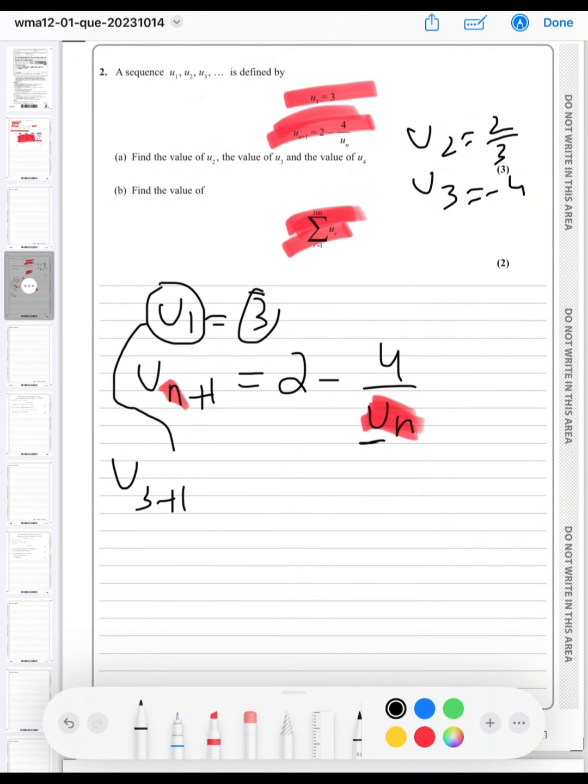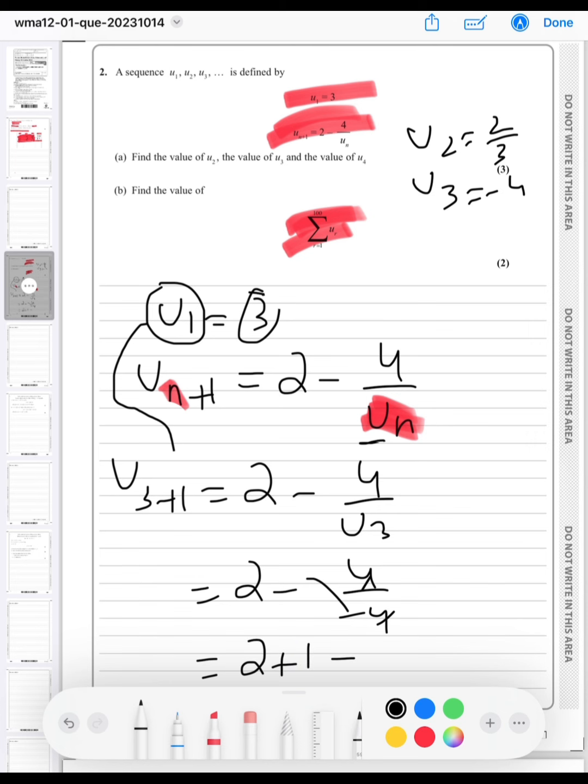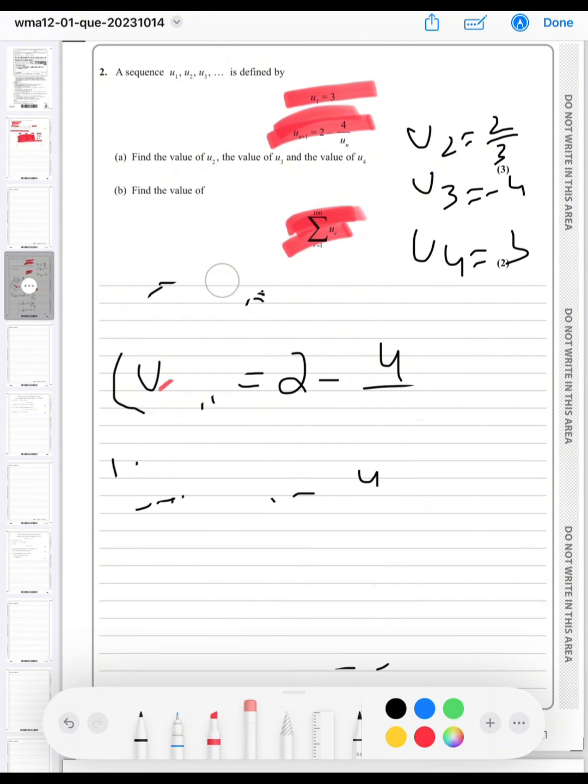u4 equals 2 minus 4 upon u3. So 2 minus 4 upon minus 4, the minus signs cancel, and this will be 2 plus 1. So u4 is 3. Okay, fine. I hope this is now clear. Now going to the next part.